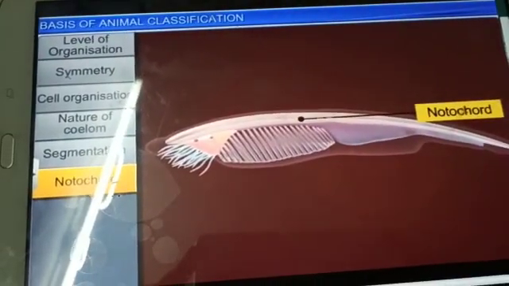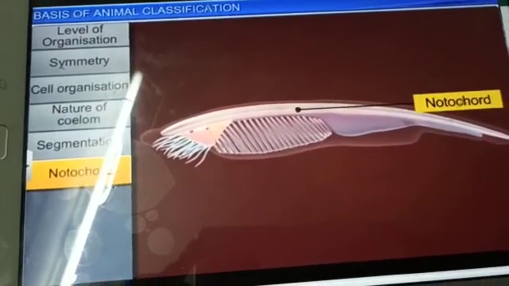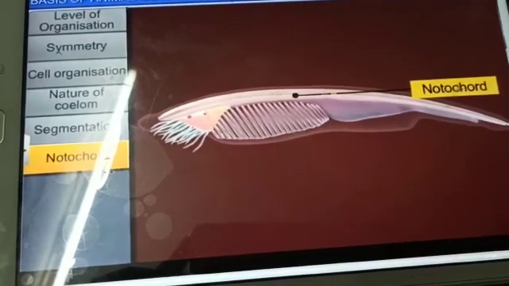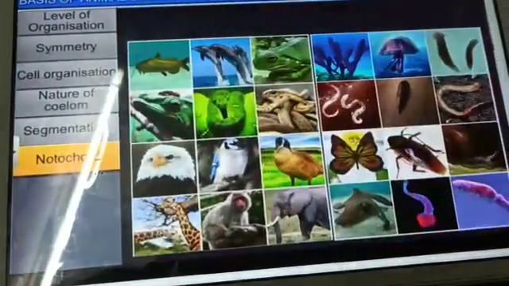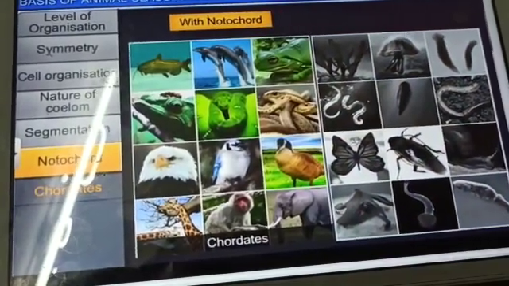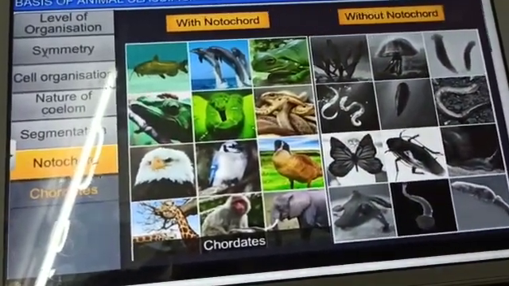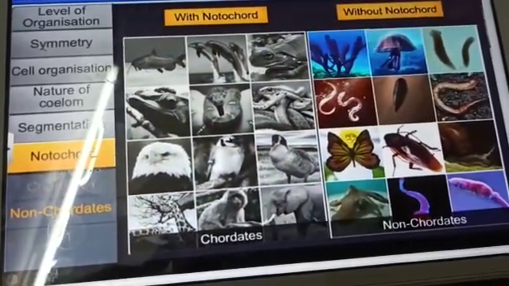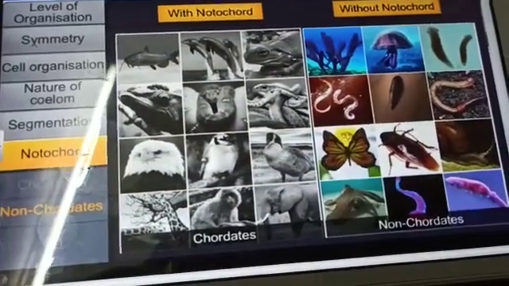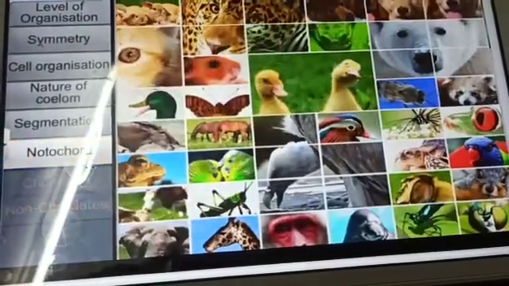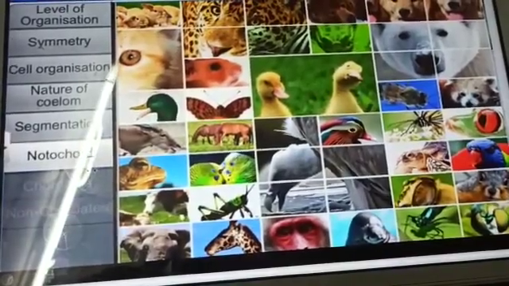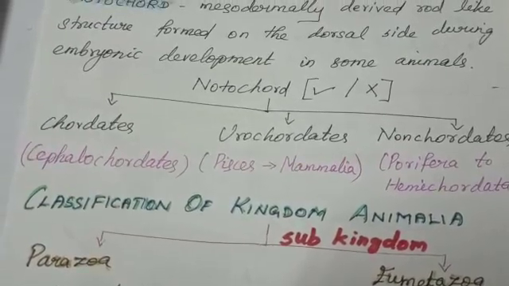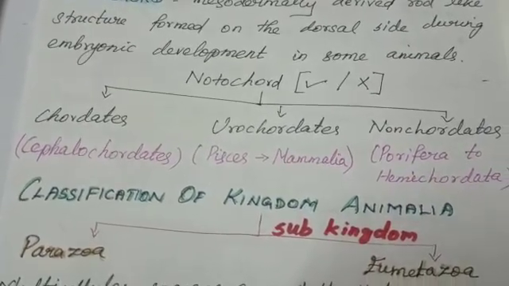Then the next one is notochord. Animals which possess a notochord at any stage of their development are chordates. The notochord is a mesodermally derived rod-like structure formed on the dorsal side during embryonic development in some animals. Based on the presence or absence of notochord, the organisms are called chordates, urochordates and non-chordates. Chordates means with notochord. Non-chordates means without notochord. Chordates include cephalochordates and vertebrates, from fishes to mammalia. Non-chordates are from Porifera to Hemichordata.